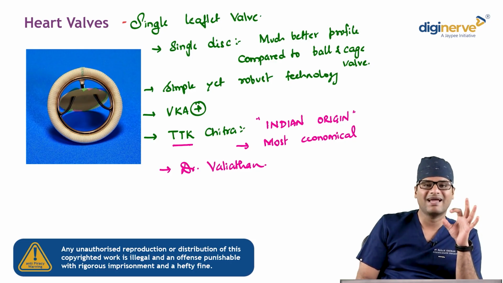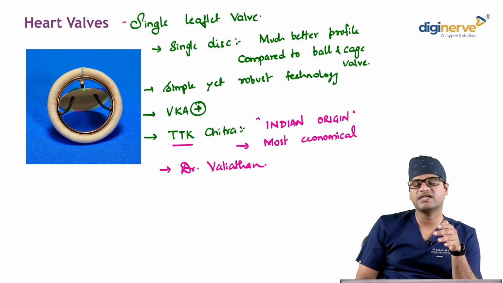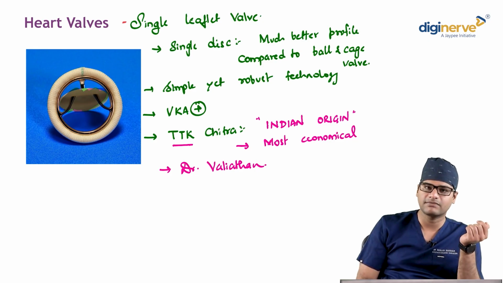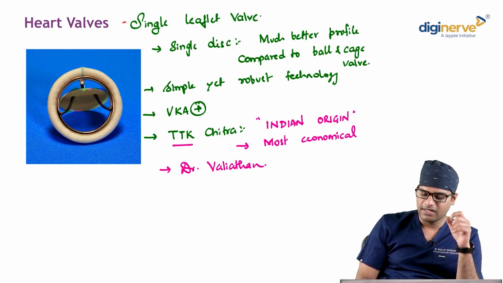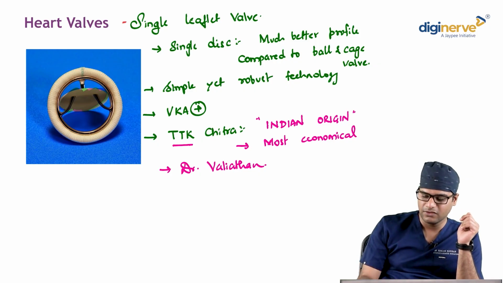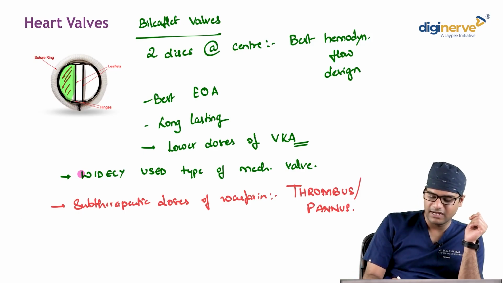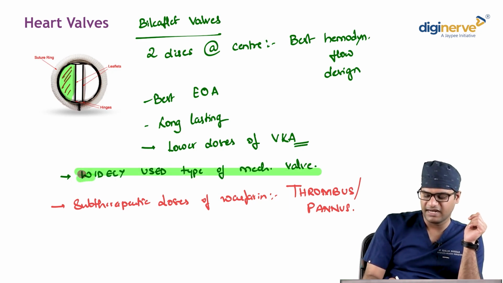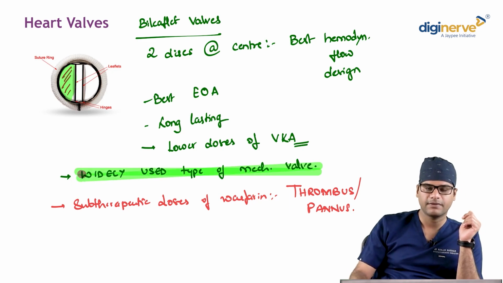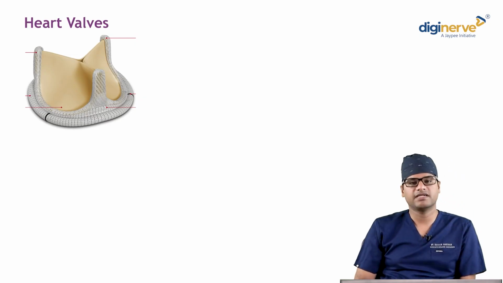This essentially happens if the valve is stuck in a closed position. If the valve is stuck in an open position, then there is free regurgitation. Even then, the patient has some time to come back to the hospital. So there are certain minor differences in advantages and disadvantages between the two. Overall, what is widely used right now is the bileaflet mechanical heart valve.